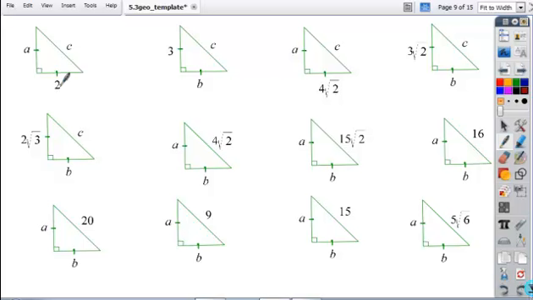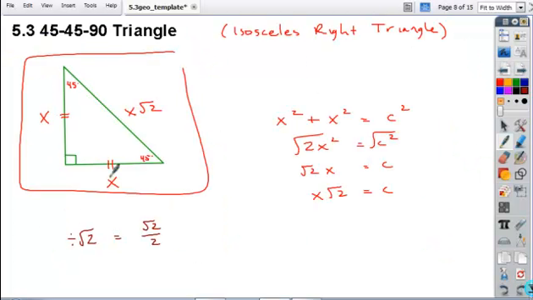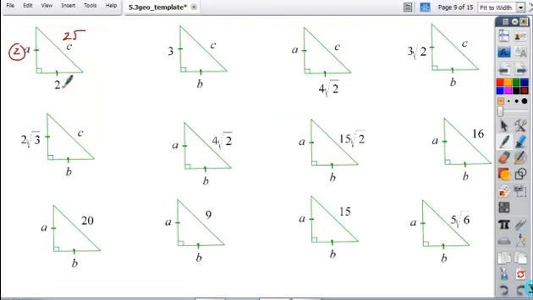So if the length of one leg is 2, what does that mean the length of the other leg is? 2, and then the hypotenuse would be 2 root 2. Again, the pattern that we're looking at is x, x, x root 2. So if you have 2, 2, 2 root 2. So you're just going to take the length of the leg, multiply it by root 2, and that's your hypotenuse. Okay, so if I give you one leg as 3, what does that mean the second leg is going to be? 3, and the hypotenuse would be 3 root 2. It just fits the pattern.